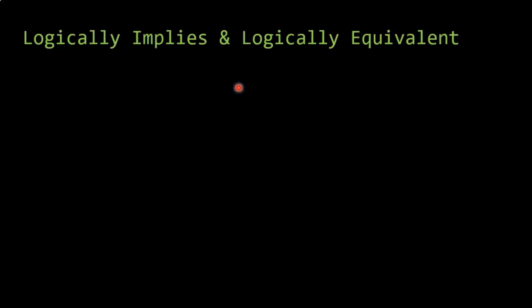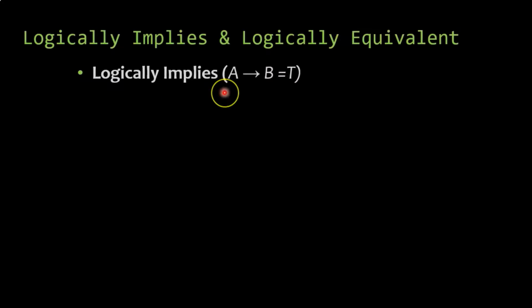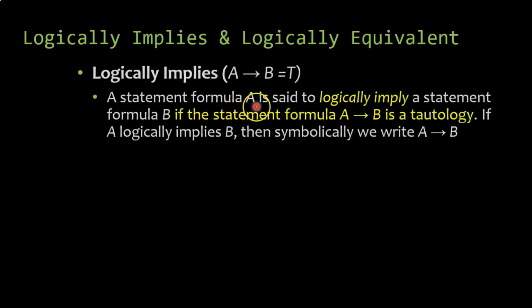Logically implies and logically equivalent. Logically implies has this notation: if A then B equals true. So a statement formula A is said to logically imply a statement B if the statement formula if A then B is a tautology. So we use this notation to prove if A then B is a tautology.